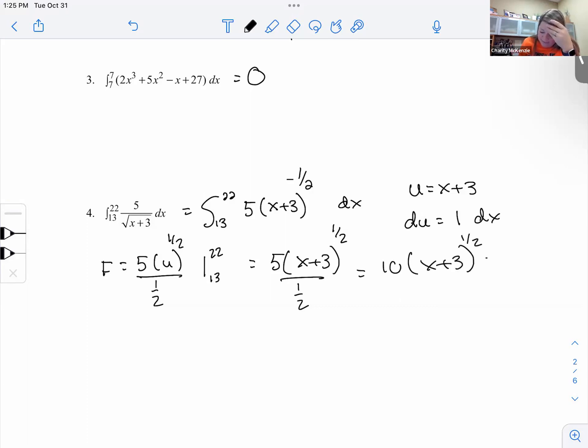x plus 3 to the 1/2. What is a 1/2 power? Well, it's a square root. Oops, that's kind of an ugly square root of x plus 3 here. Both of these are fine. Don't care, but I want to show you that.